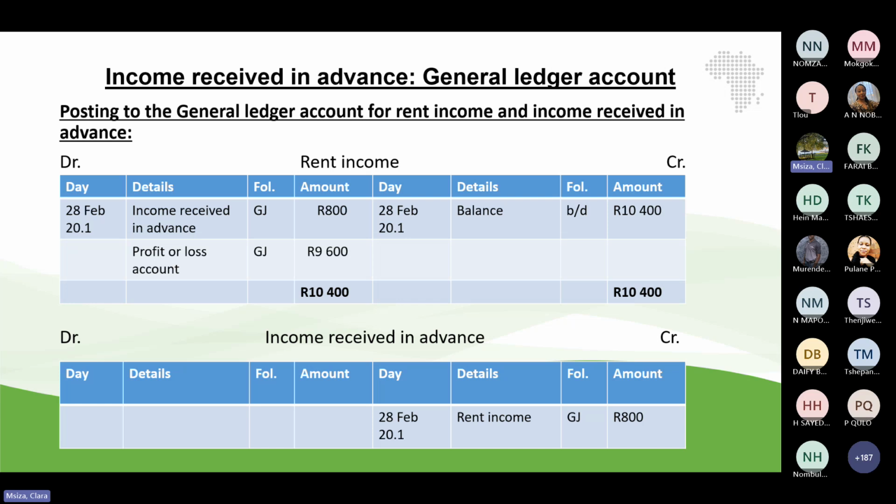So, general ledger account, still looking at this. Rent income received in advance. We are looking at your general ledger, it's like your T account. And then we will have your rent income. How will it look? And how will your income received in advance T account look? So let's start with rent income. What are we going to debit and what are we going to credit? You can type in the chat.